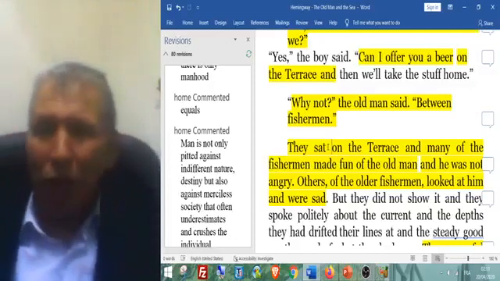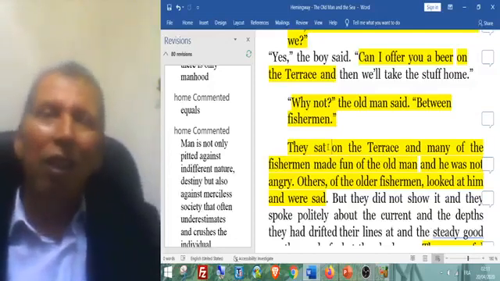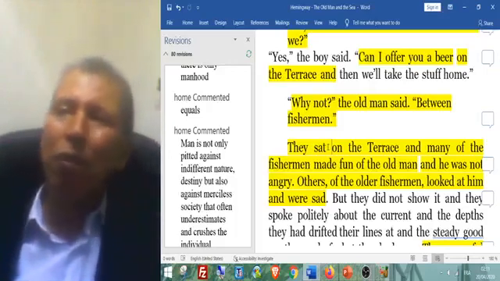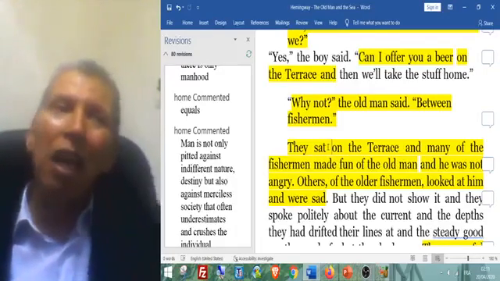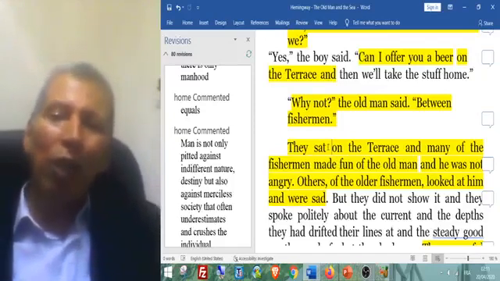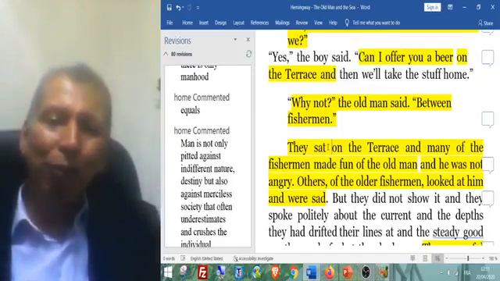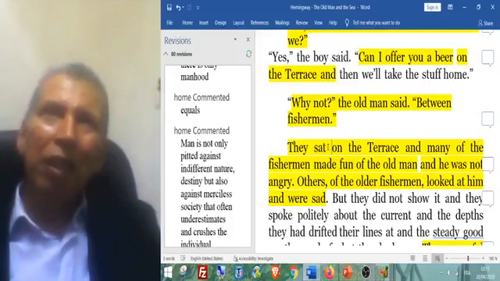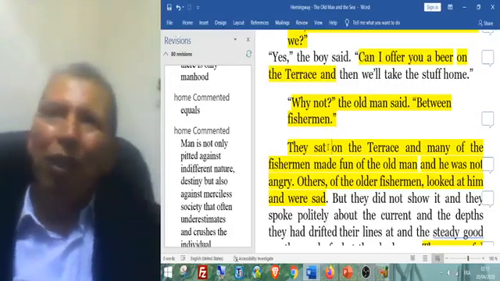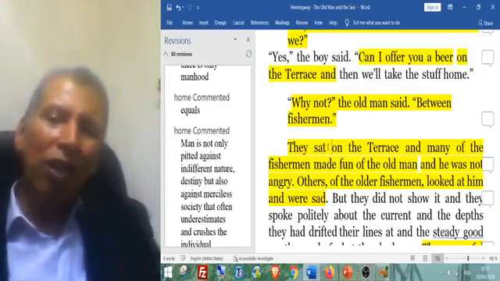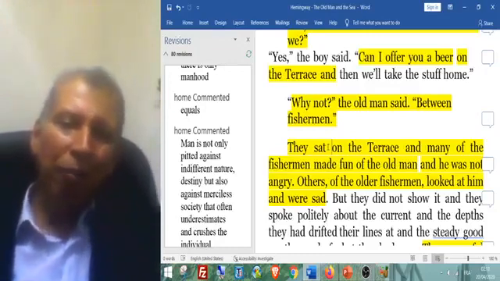Others of the older fishermen looked at him and were sad. Well, he gets more sympathy from the older fishermen than from the younger fishermen, because the older fishermen understand what it means to be towards the end of your career. It is sad, and it arouses compassion. But when you are young, you don't feel compassion, and you don't understand what is happening to others.